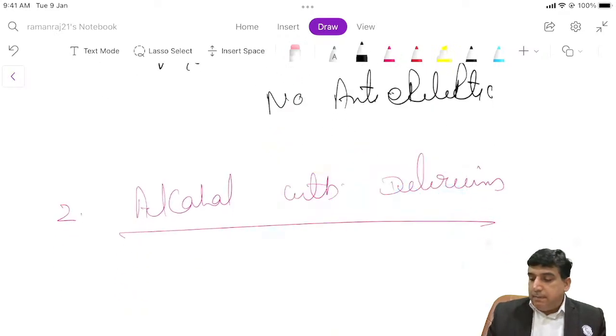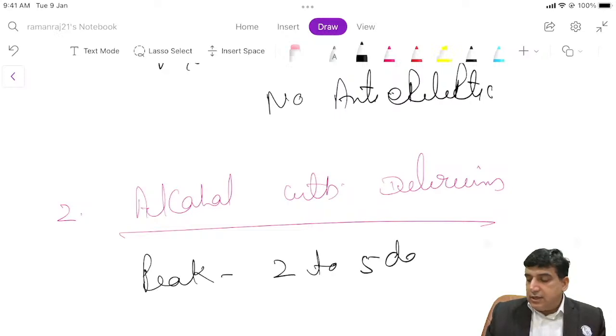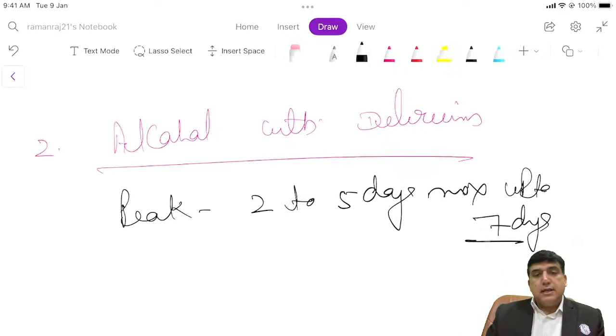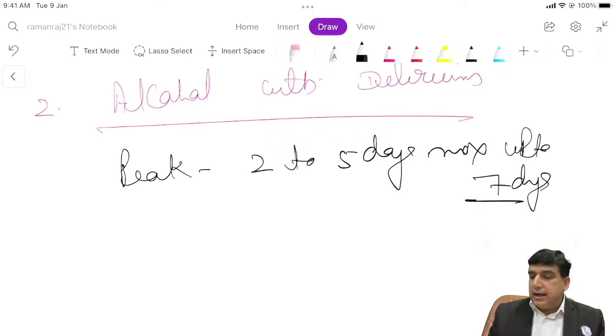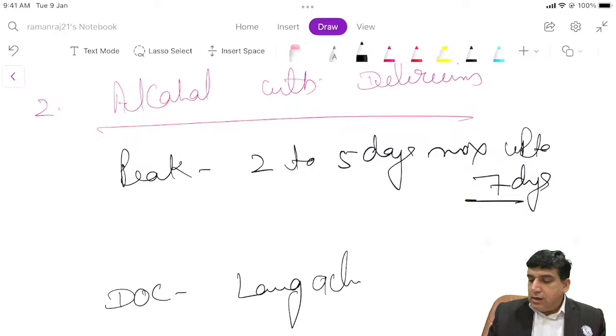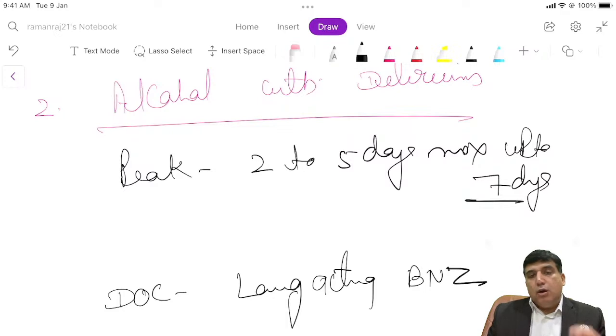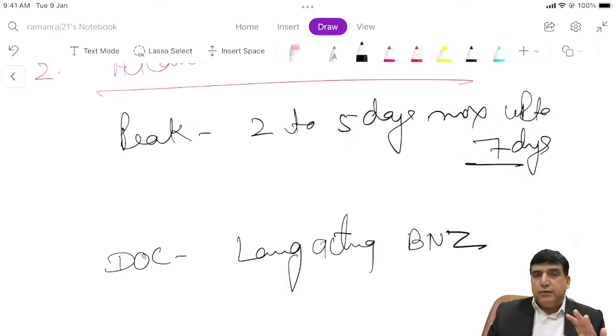Delirium tremens. The peak of alcohol withdrawal delirium is between 2 to 5 days, maximum up to 7 days. So please remember, the alcohol withdrawal delirium peak is 2 to 5 days, maximum up to 7 days. All delirium, benzodiazepines are contraindicated except alcohol withdrawal delirium and benzodiazepine withdrawal delirium. So if they ask you the drug of choice in alcohol withdrawal delirium, it is the long acting benzodiazepine like diazepam.